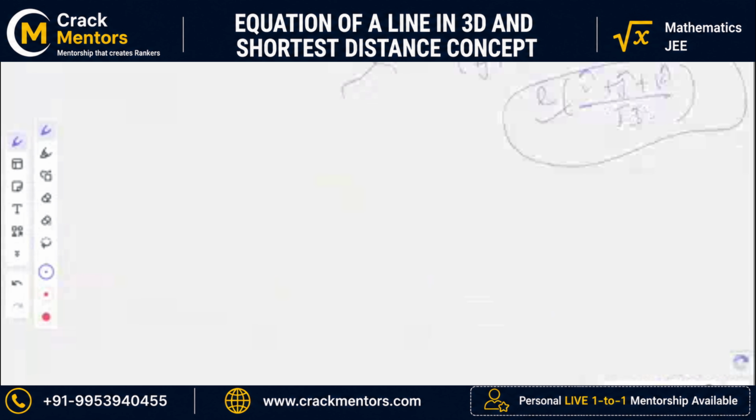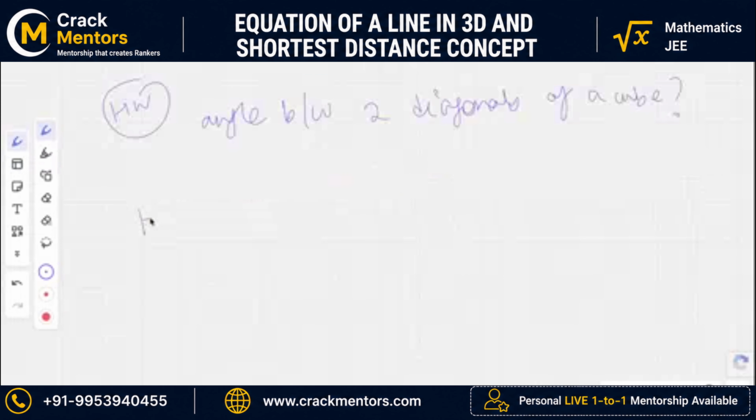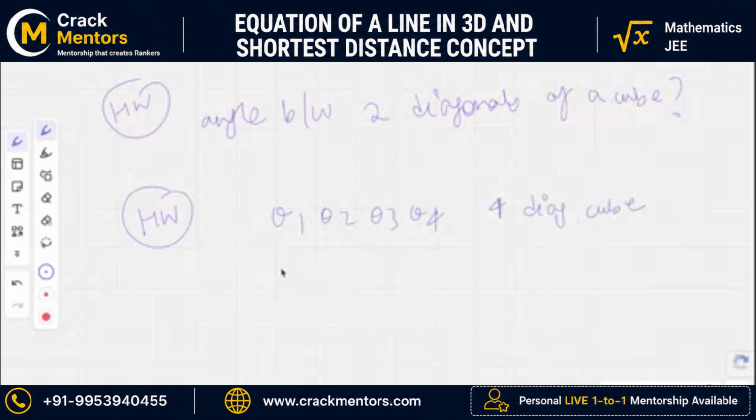Okay. I can give you 2 homework questions actually. So the first question is the angle between 2 diagonals of a cube. Okay, and the second question is, let's say a line is making angles theta 1, theta 2, theta 3, theta 4 with the 4 diagonals of a cube. Then you have to find the value of cos square theta 1 plus cos square theta 2 plus cos square theta 3 plus cos square theta 4. Okay.